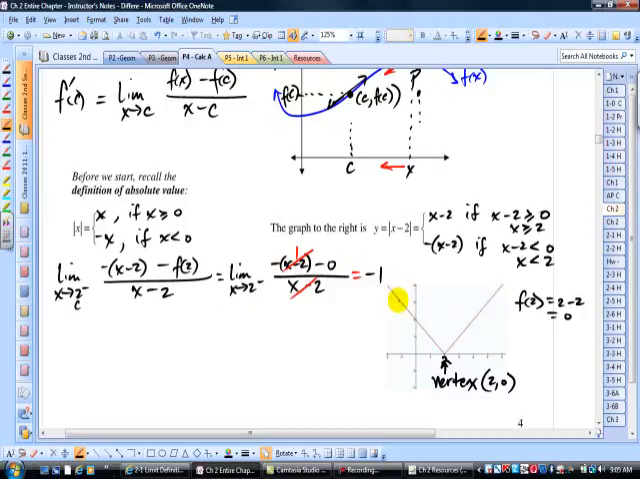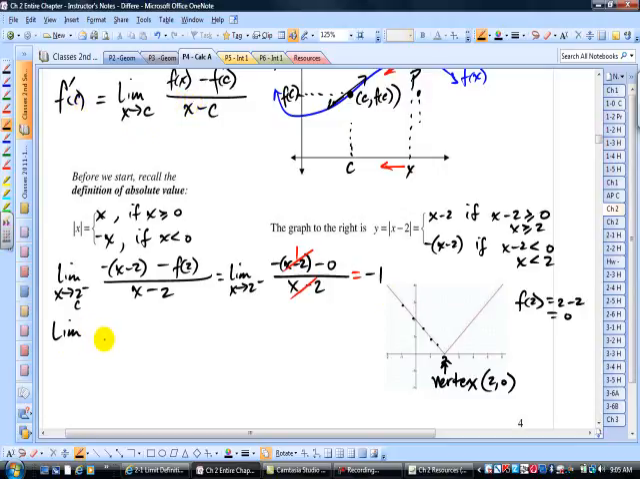And if you notice that, that's the slope of the left-hand side here. If you consider the slope of the tangent line at any point on the left side of the graph, since it's constantly negative 1 there, we should get negative 1 because the slope of the tangent line is negative 1. It's constant on the left-hand side. Okay, if the derivative exists, then the limit exists at x equals 2.